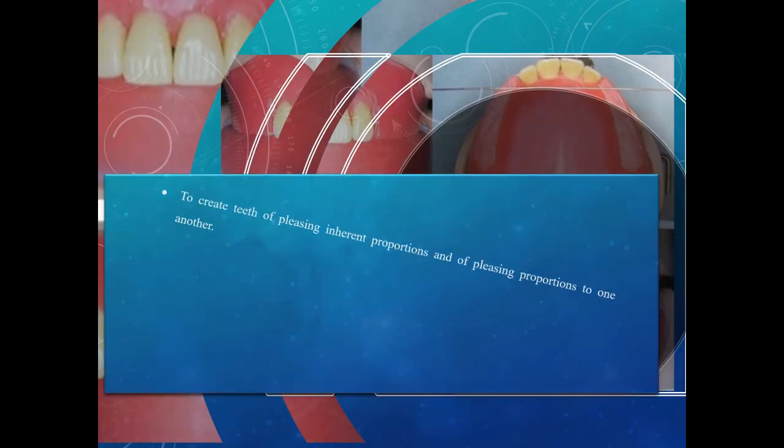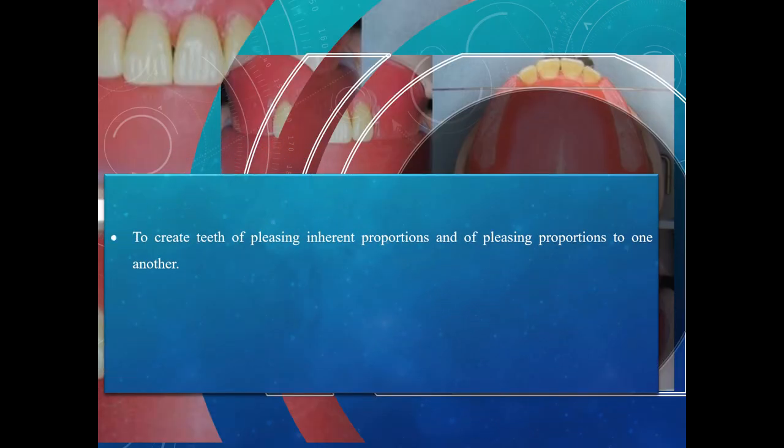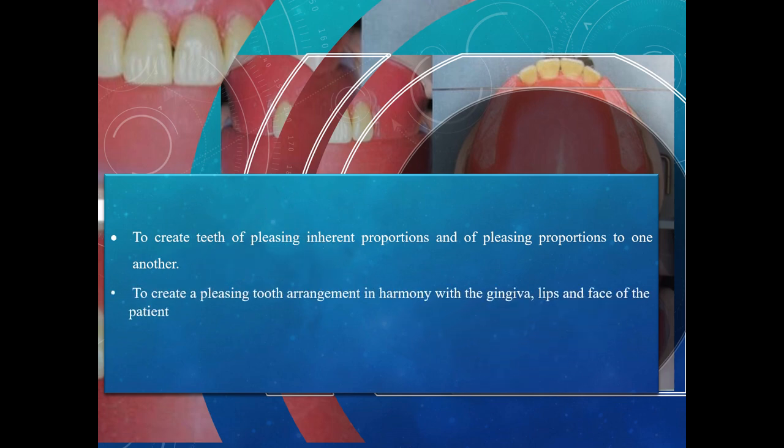So, the two main objectives in dental aesthetics are to create teeth of pleasing inherent proportions and of pleasing proportions to one another, and to create a pleasing tooth arrangement in harmony with the surrounding tissue, that's the gingiva, lips and face of the patient. So while doing teeth arrangement, our goal should be to have the front teeth look aesthetically pleasing, and also it should allow the patient to speak clearly and have all the teeth positioned for the best comfort, stability and retention of the dentures.